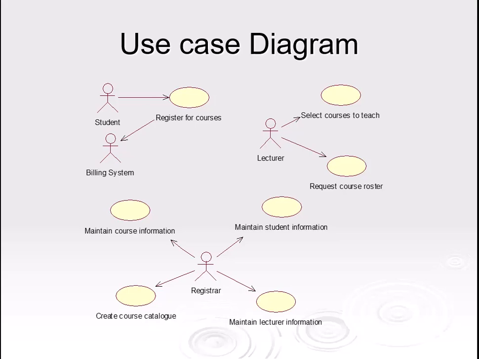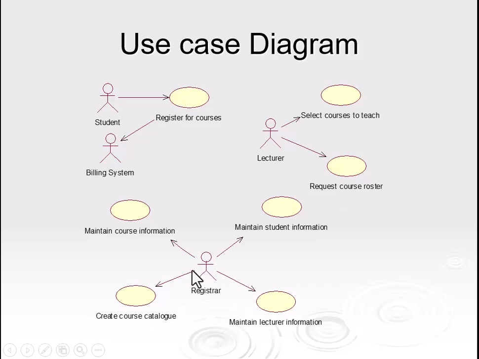Registration of course. And then the student verification is done using another use case, by the other actor, which is the billing system. So if a student wants to register, he must pay, and a bill should be generated for him. Who is responsible for generating the bill? The billing system. Similarly, the lecturer is associated here with two use cases: select courses to teach, and request course roster.